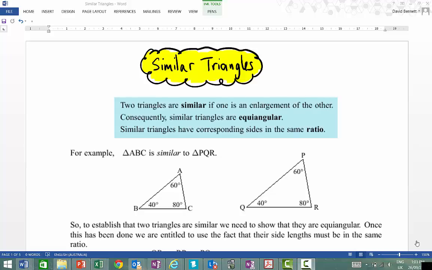G'day guys, today we're going to be talking about similar triangles. Now, two triangles are similar if one is an enlargement of the other, or they have the same angles, or have the same ratio of sides.